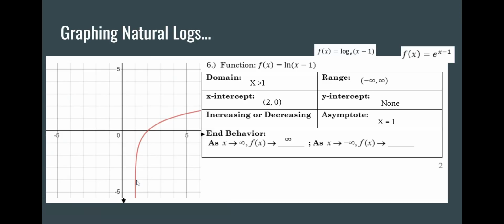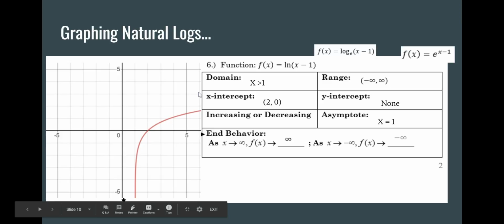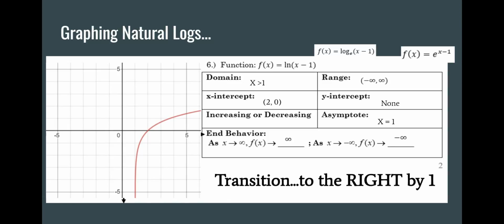So we have shifted it over, it looks like, right? We've shifted it over to the right by 1. That's our translation. The end behavior, as x goes toward positive infinity, so does y. As x goes to negative infinity, then y also goes to negative infinity. So the translation here is we moved it to the right by 1.